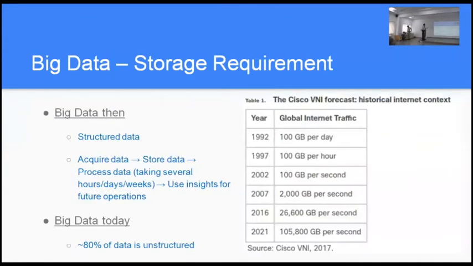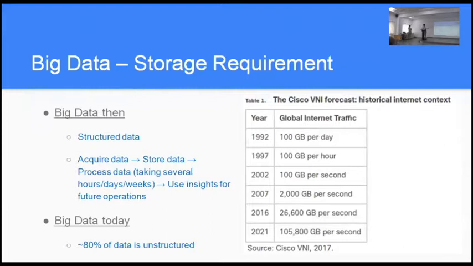This is one table, taken from Cisco, and they're talking about the internet traffic that has gone up over the years. As you can see, from 1992, which was a very modest amount by today's standards, look at their projection for 2021. This is an unbelievable amount of data that will be flowing through the internet.